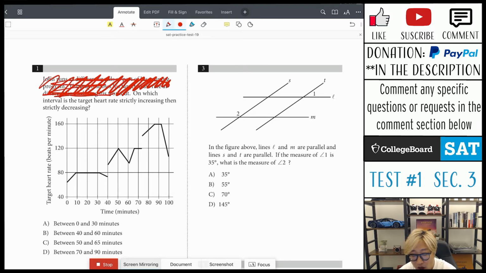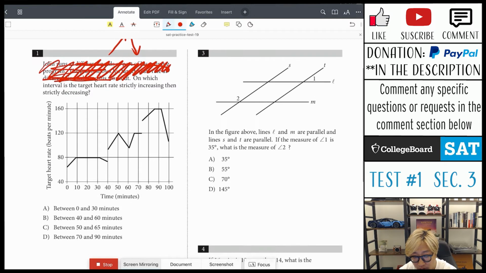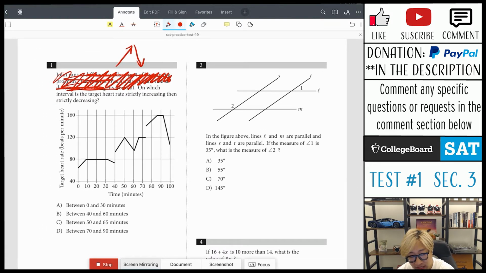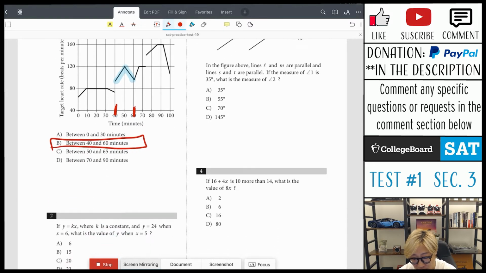So here we go. On which interval is the target heart rate strictly increasing, aka just increase, and then strictly decreasing? There ain't nothing else happening. Just go up and go down. That's it. That's all I want. So if you guys take a look, just before you read the answer choices, doesn't that look something like over here? So that seems to me 40 to 60. So there you go. Don't check every one of them. It's just a waste of time. Don't waste your precious time.